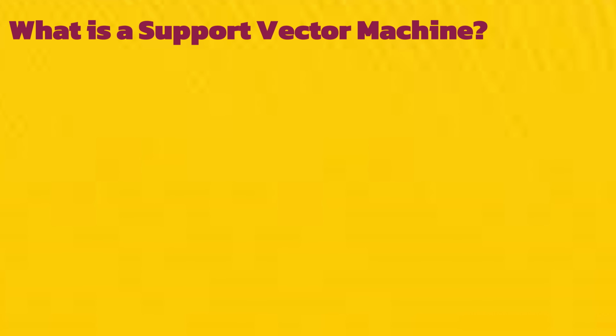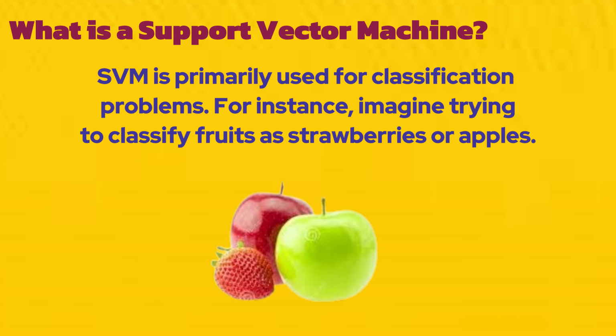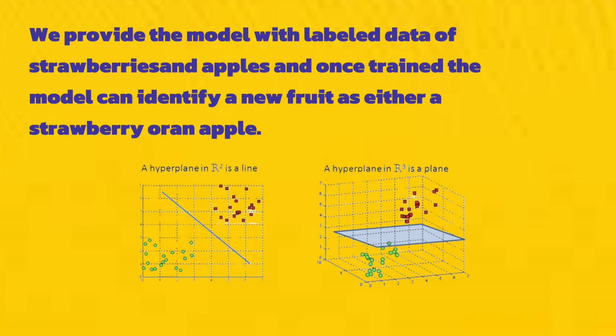Why the support vector machines? SVM is primarily used for classification problems. For instance, imagine trying to classify fruits as strawberries or apples. We provide the model with labeled data for strawberries and apples, and once trained, the model can identify a new fruit as either a strawberry or an apple.